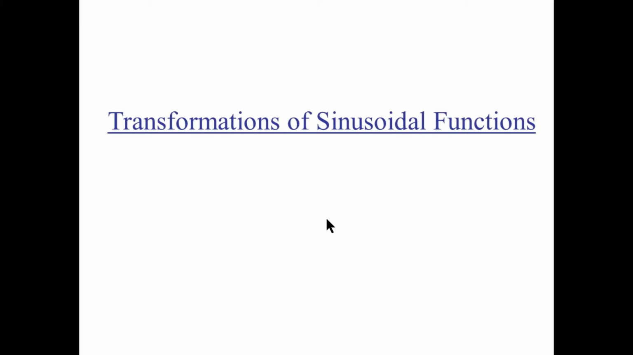Let's get started with learning how to analyze and graph those trig functions. Sinusoidal functions, they're sometimes called.